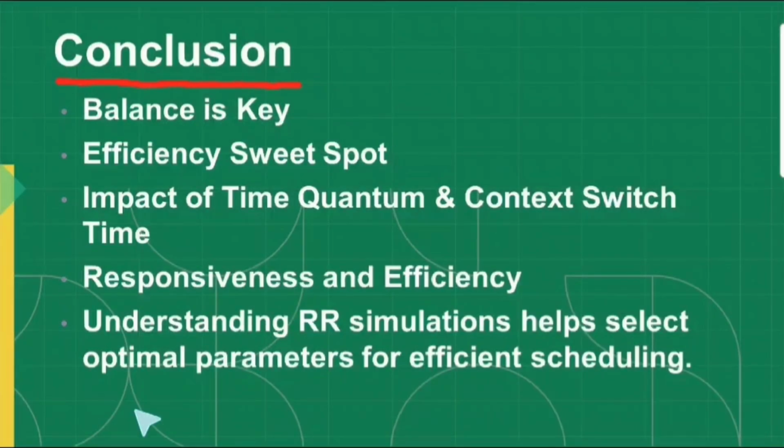Now, the conclusion. So, what did we learn from all this? The key takeaway is balance. Smaller time quanta can be more responsive, but come with overhead from frequent context switches. Larger time quanta reduce that overhead, but also increase wait times. The most efficient scenario we found was a time quantum of 500 milliseconds with no context switch time. These simulations are super useful for understanding how to configure round-robin scheduling to get the best of both worlds, responsiveness and efficiency.